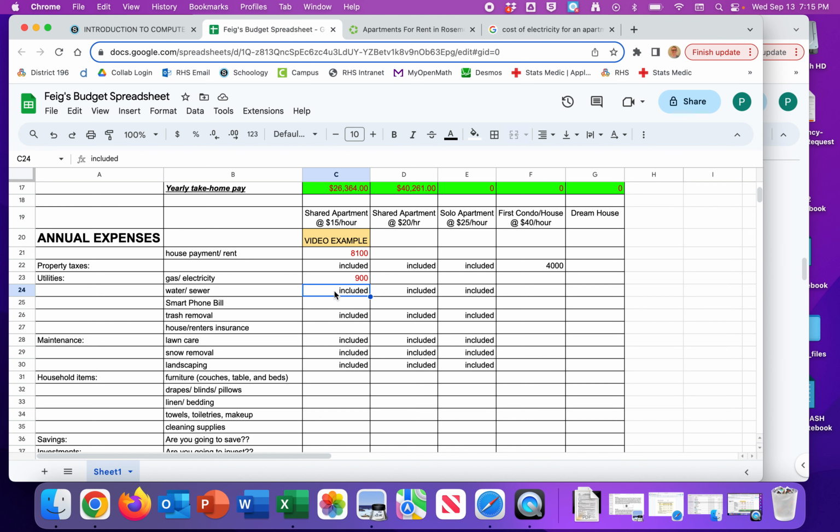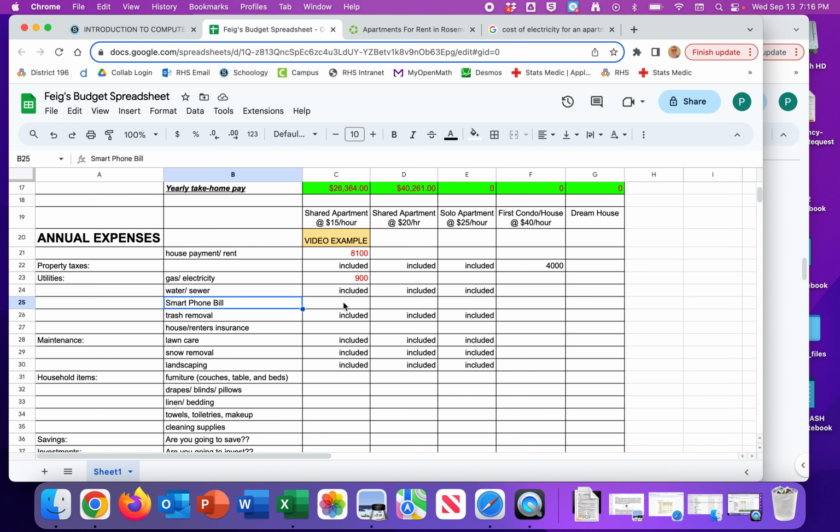Water and sewer is included when you have an apartment. So as long as you have an apartment, you're not paying for your water bill, typically. You're also not paying for trash. All these things are included. Lawn care, you don't have to take care of your lawn. You don't have to remove snow. You don't have to do landscaping work, any of that, right? Which is nice. It's a perk.